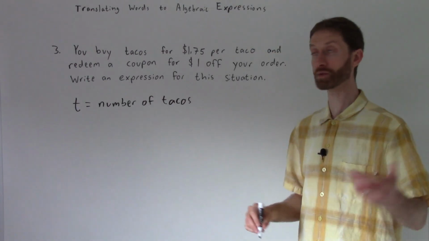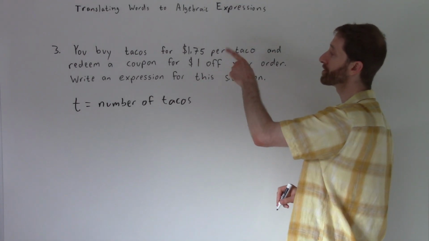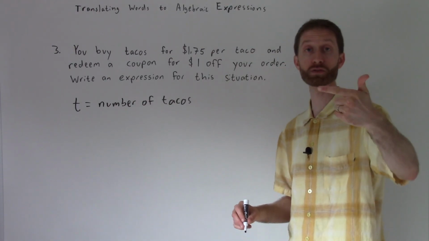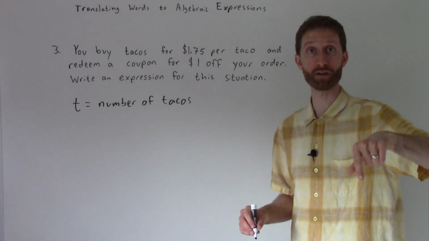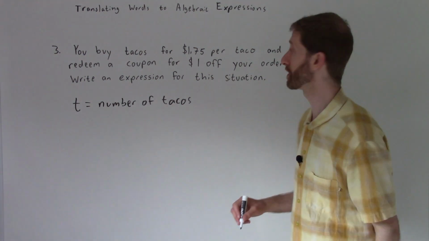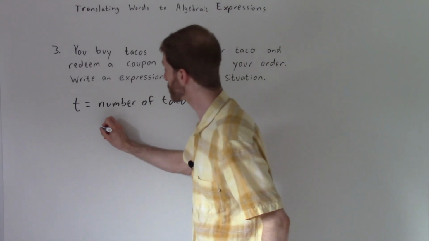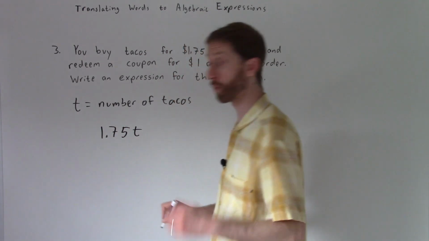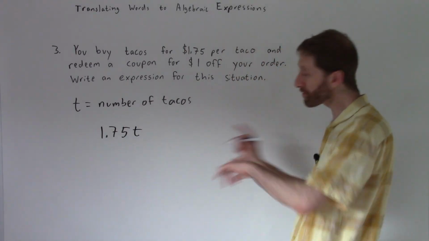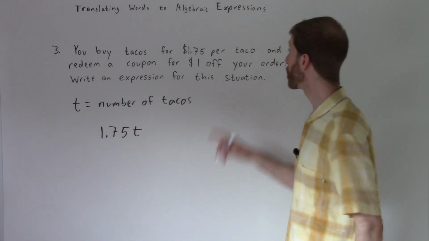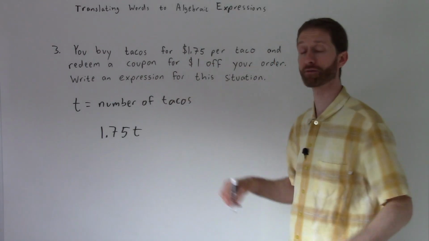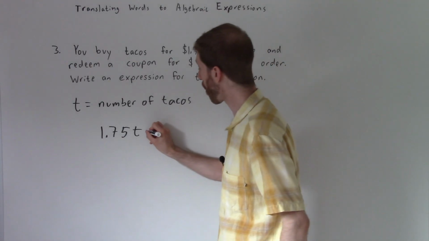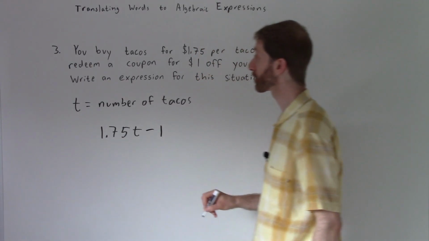Now let's translate as we read. It says you buy tacos for $1.75 per taco. So I buy one taco, it's $1.75. 2 tacos, 2 times $1.75. 3 tacos, 3 times $1.75. So I'm going to take $1.75 and multiply that by the number of tacos, or 1.75T. After we spend all that money on the tacos, we're going to redeem a coupon for $1 off. Redeem means to use a coupon, so we would be taking off, or have $1 less from our total.